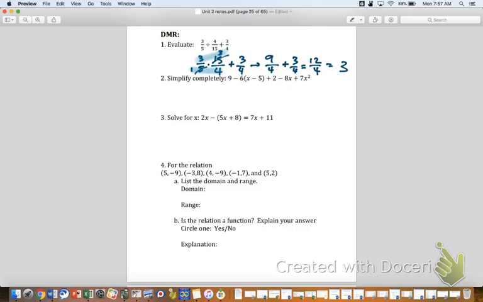Any questions on number 1? Yes, ma'am. Is it okay if you didn't cross cancel? Yeah, totally. You could always reduce later, not a problem. I usually do that at the start just because I'd rather get things simpler at the start, but you could definitely do it the other way.